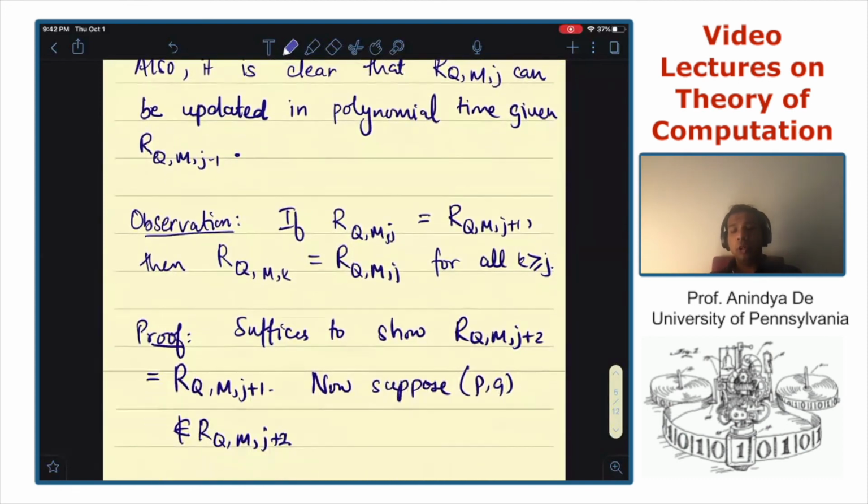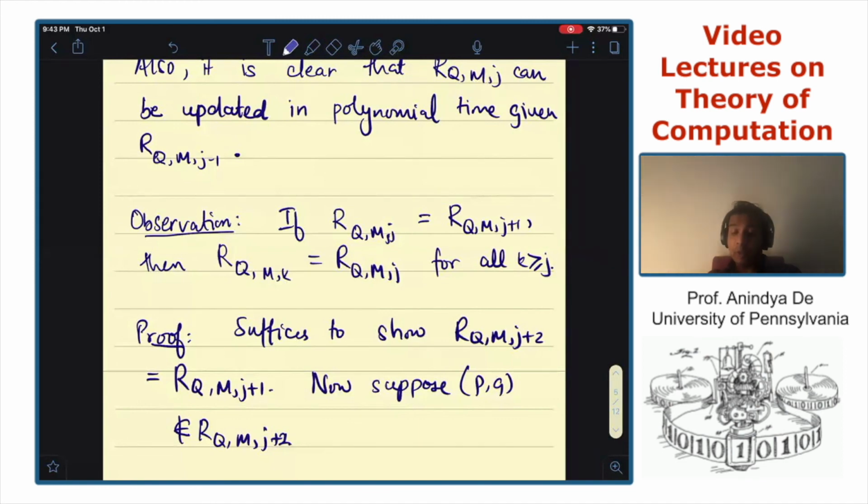Okay. So now we make yet another crucial observation. Namely, whenever R_{Q,M,j} equals R_{Q,M,j+1}, then R_{Q,M,k} equals R_{Q,M,j} for all k greater than or equal to j. What is it saying? It's saying that if there are two successive equivalence relations in this hierarchy which are the same as each other, then every equivalence relation after that in this hierarchy is the same.